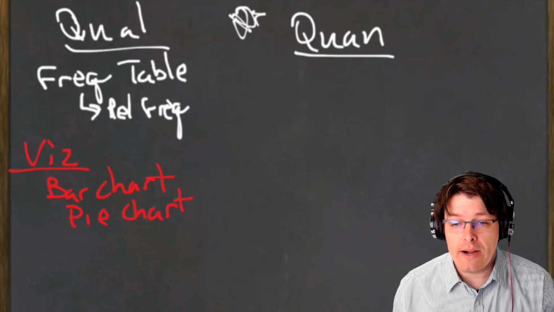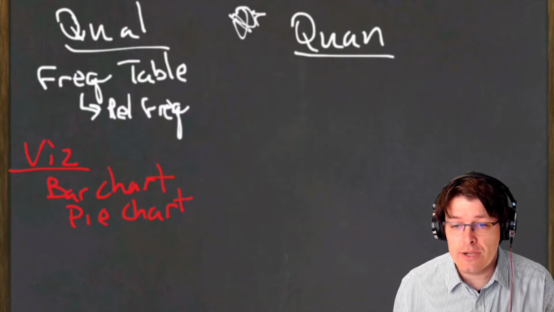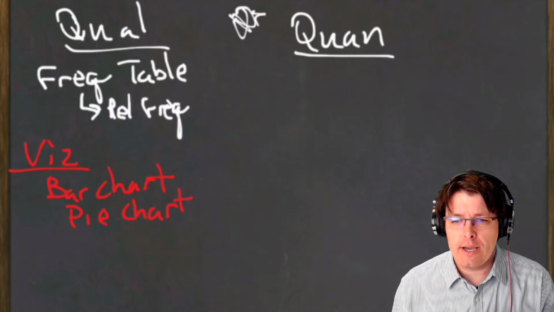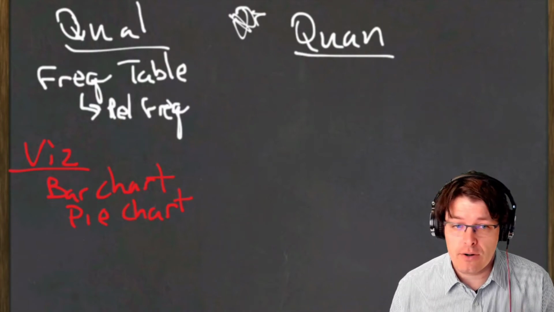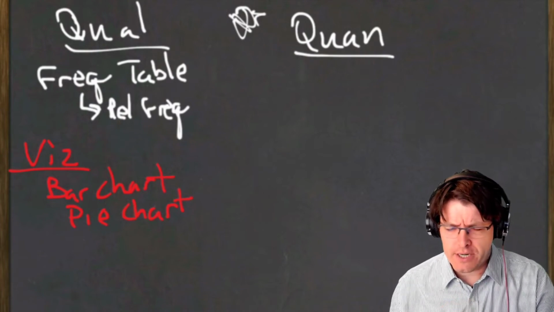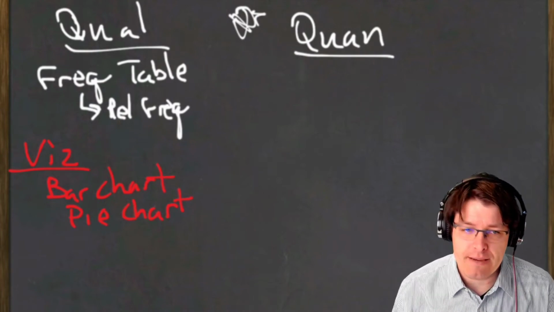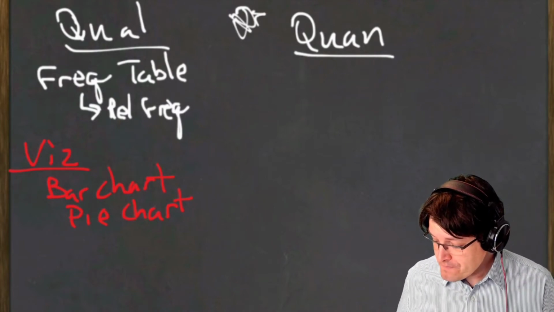What we'll also learn about, and I'll put up a reading on this to direct you to that later, is what are some good practices when you're actually building something like a pie chart or a bar chart, and how do you decide whether you should use a bar chart or a pie chart, because they largely can present the same data. So this is with qualitative data. We can go down that route.